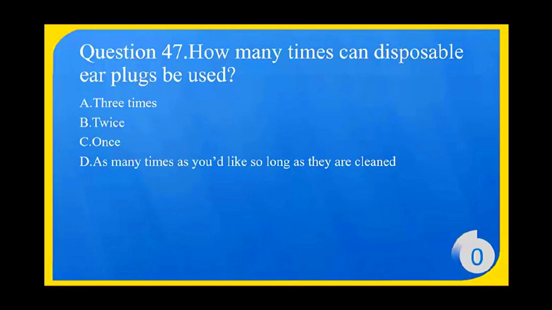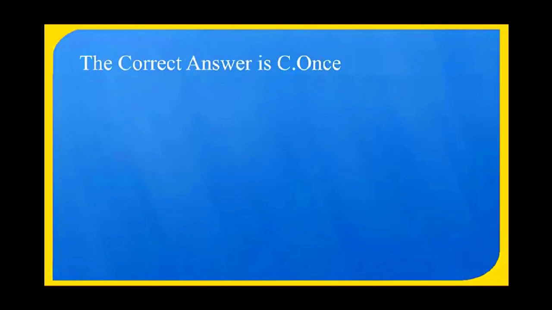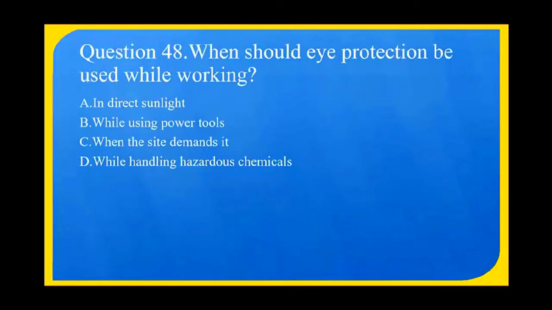The correct answer is C. Once. Question 48. When should eye protection be used while working? A. In direct sunlight. B. While using power tools. C. When the site demands it. D. While handling hazardous chemicals.